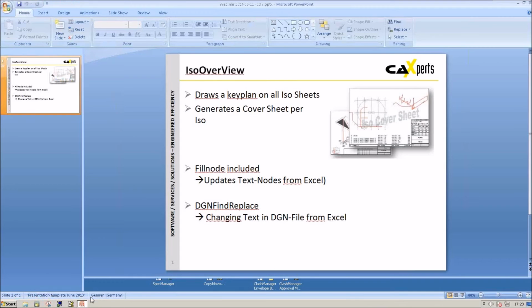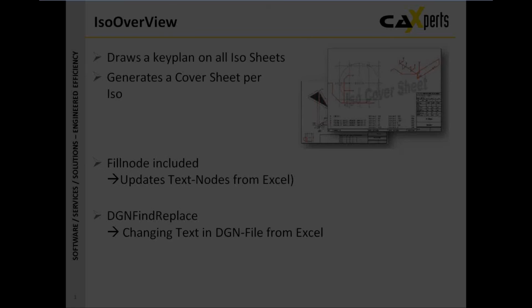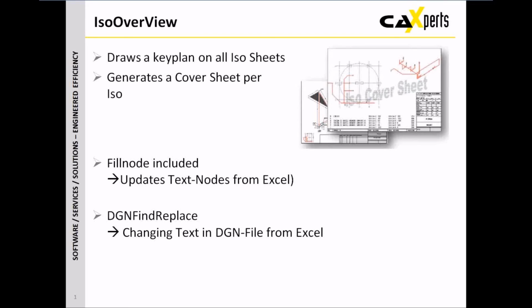Last but not least, the last product I would like to show you, I just show a slide. It's the Icy Overview. It's a utility that draws key plans on ISOs, additional key plans, if this is necessary for a project, out of the hit file of the PDS ISOGen. This utility generates key plans for isometric drawings. It also generates a cover sheet, and besides that, we added here some useful functionalities.